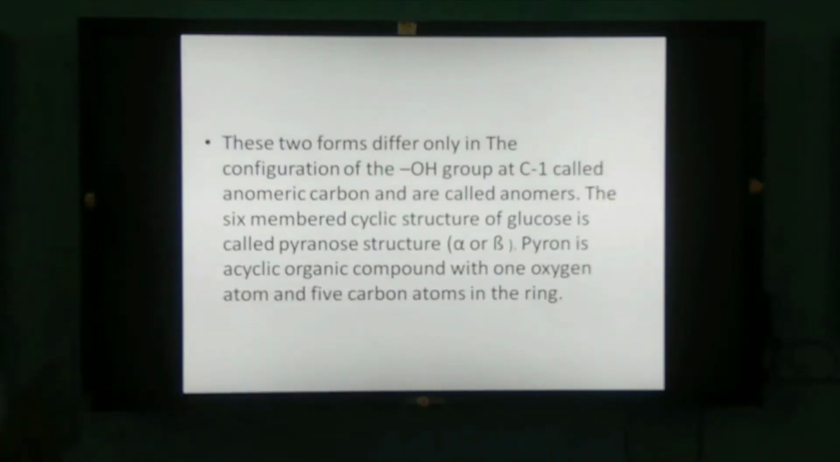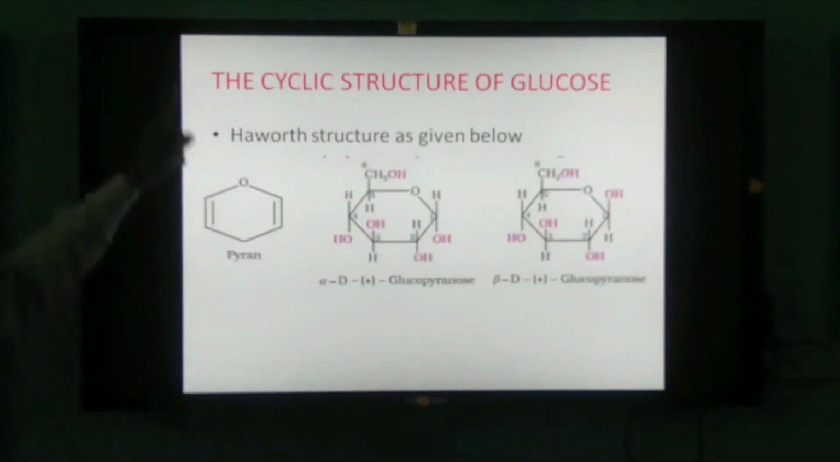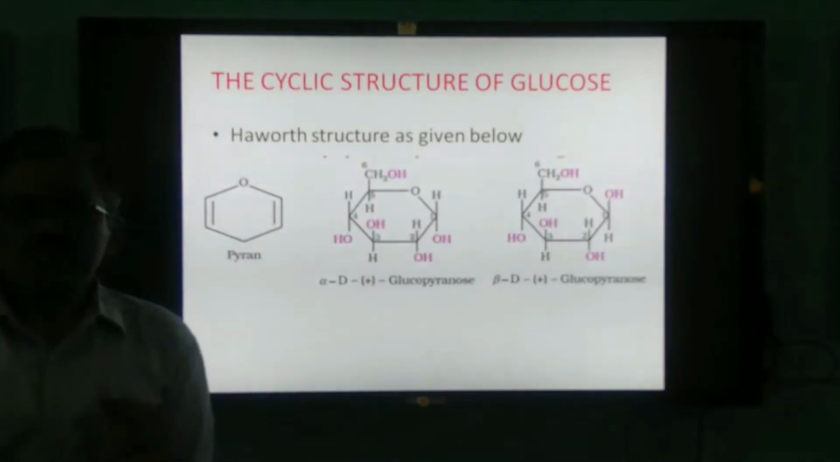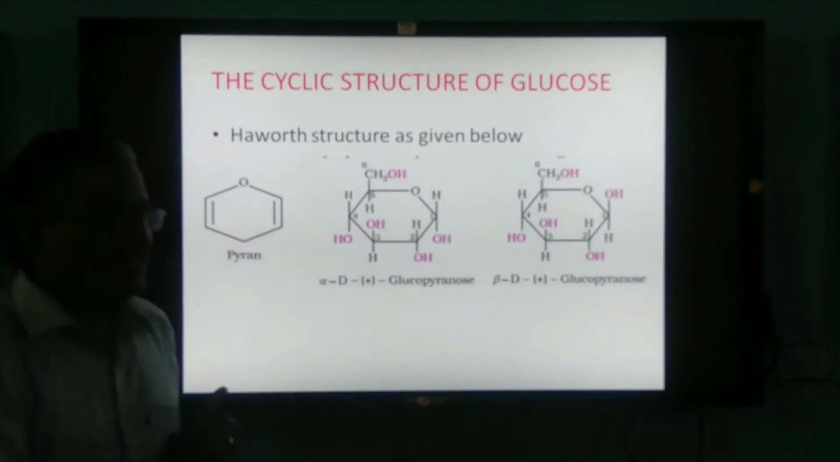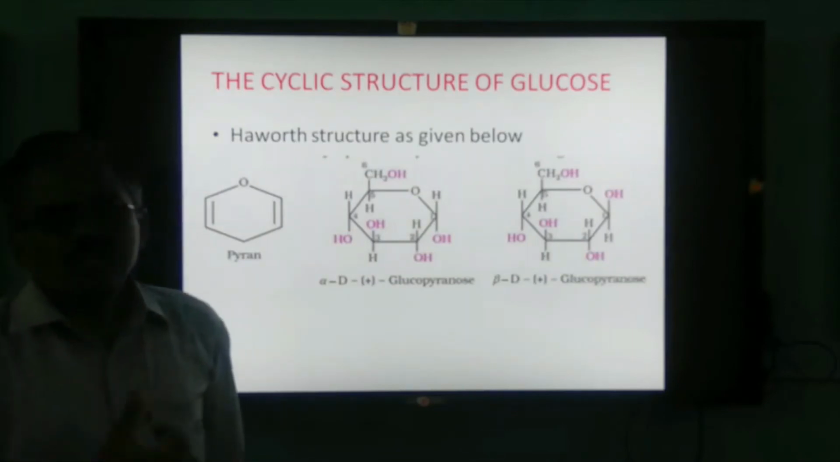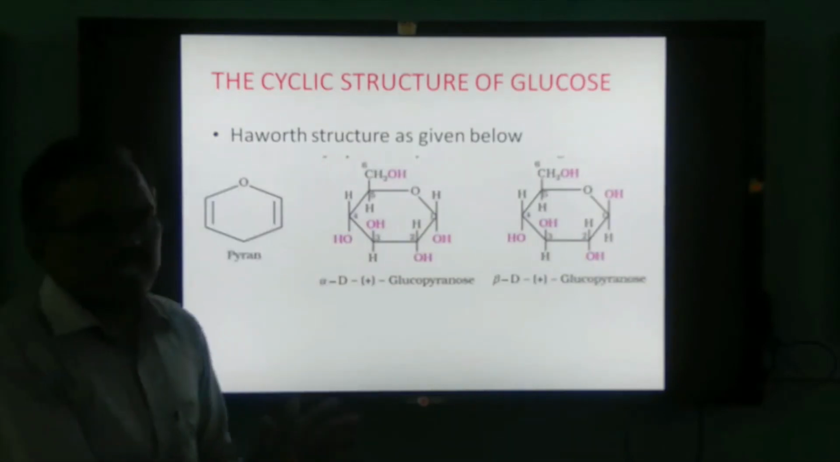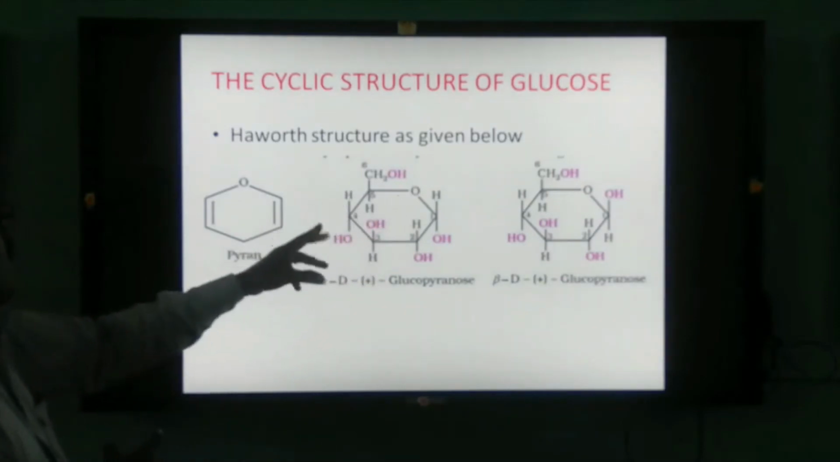So what is pyran or pyranose? You see, this is pyran. This is the Haworth structure. Based on the cyclic formation between the OH of C5 and the aldehyde group, we get alpha D glucose and beta D glucose, which can be written in the form of a cycle by forming a ring structure. That is called the Haworth structure.